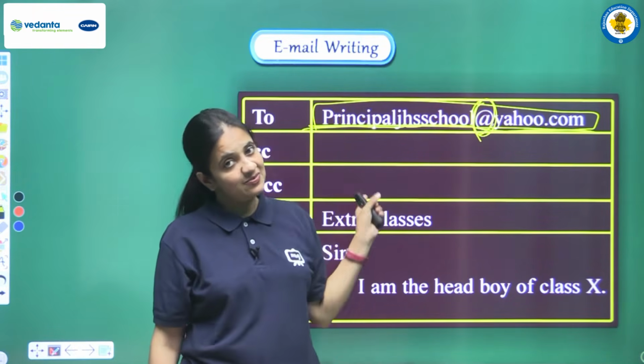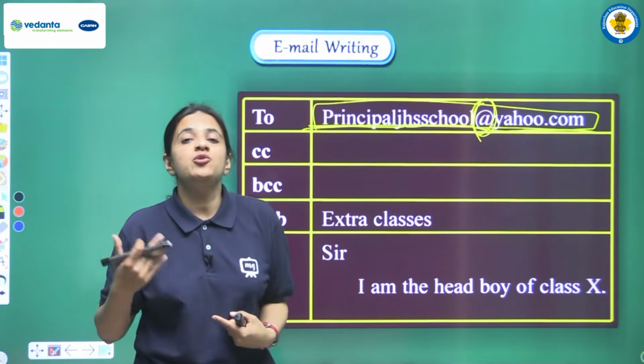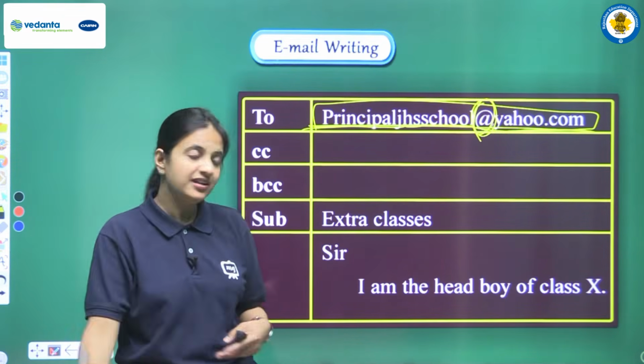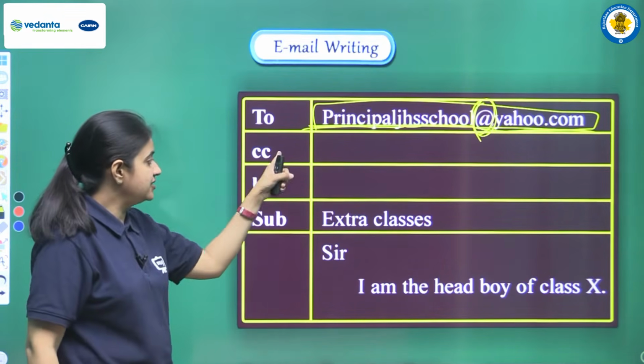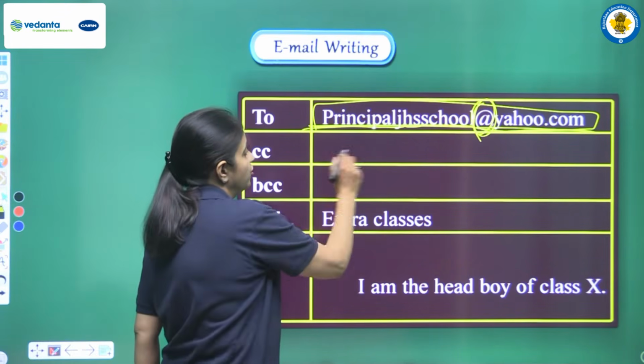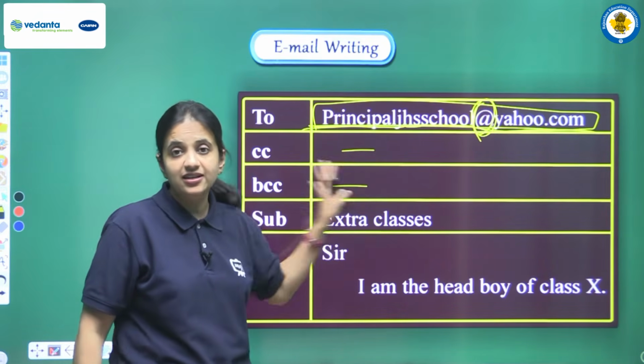Okay, so in this manner only you have to write the email address of the person whom you are writing your email to. Clear? Next we have to write CC and BCC. As we have already discussed, we have to leave that space blank. We don't need to write anything here.